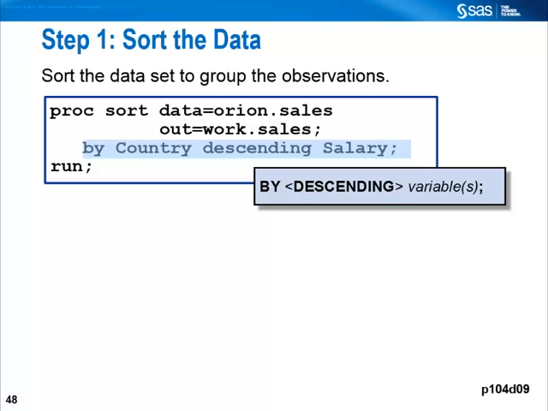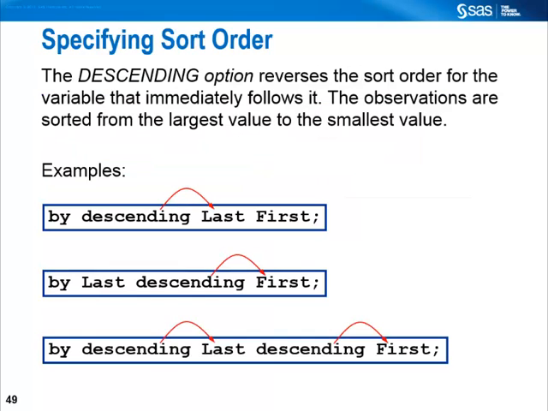So step 1, sort the dataset to group the observations. We are using the original dataset as orient.sales and the output dataset as work.sales. First we are sorting the data by country, ascending, and salary would be descending within the country. When we specify the sort order, the descending option reverses the sort order for the variable that immediately follows it. The observations are sorted from the largest value to the smallest value.